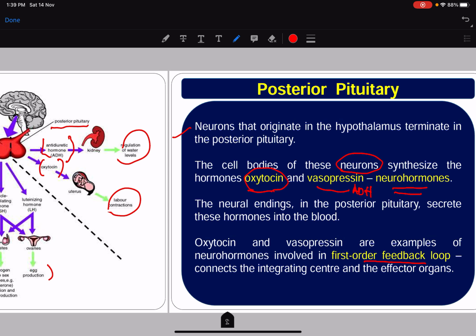Involved in a first order feedback loop, which connects the integrating center and the effector organ. Once this vasopressin and oxytocin are secreted by this neuron, they cause their effects directly. That's why it is a first order feedback loop. From the center, the brain, the posterior pituitary, being secreted by this neuron, it directly causes an effect, or it will directly go to the effector organ. That's why first order feedback.